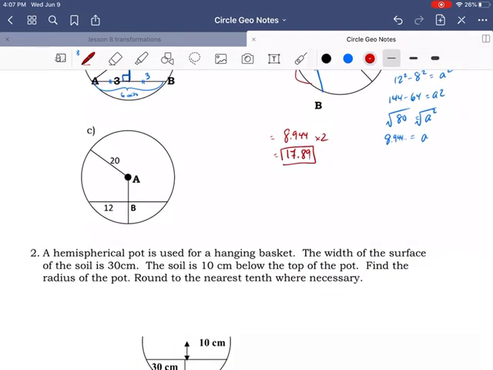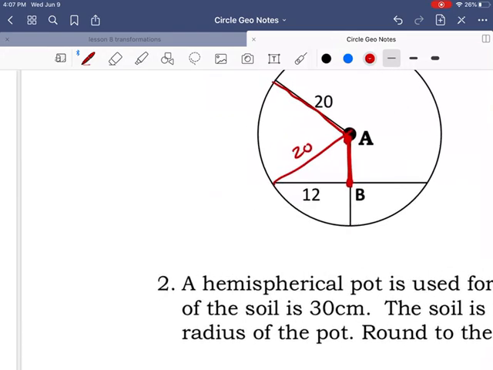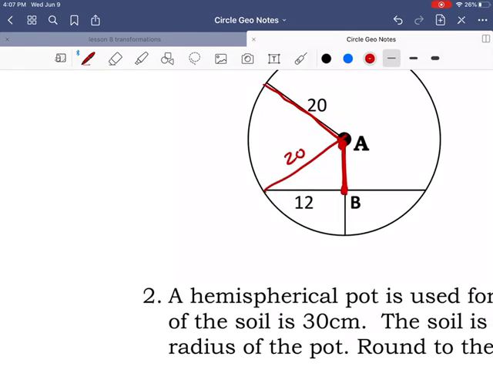Okay, here's one more thing. So we're looking for A to B. So that's here to here. Now if this is 20, this dimension here is also 20 because it's a radius. So we have this little right angle triangle, 20 and 12. We have the hypotenuse, we have C, we have A, we're looking for B.